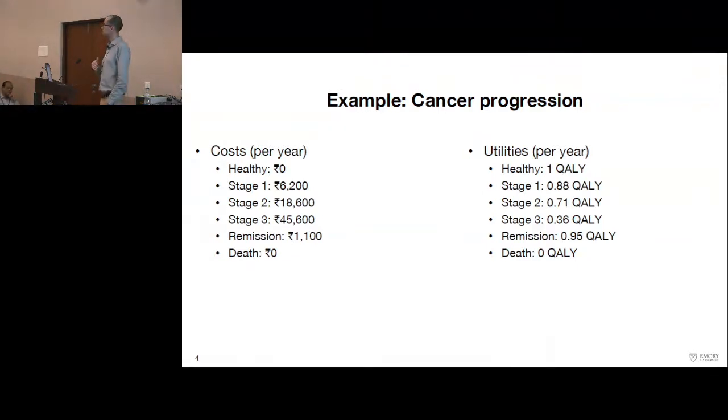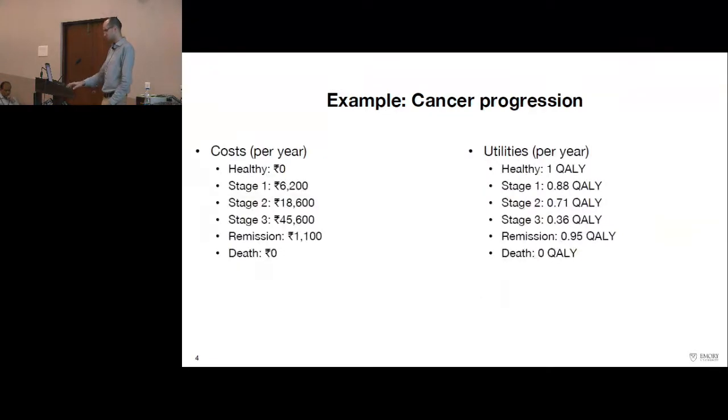Again, there are some utilities, some measures of quality of life in each health state. So for healthy, we assume 1, which stands for perfect health. Stage 1, 0.88, stage 2, 0.71, stage 3, 0.36. And remission is almost perfect, but not quite, at 0.95. When people die, the quality of life is 0, obviously. But we will talk about how we value life later today.